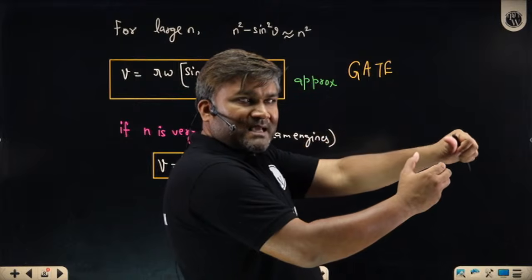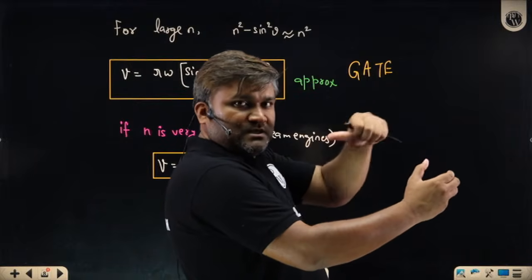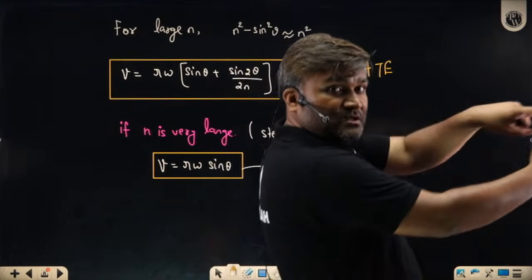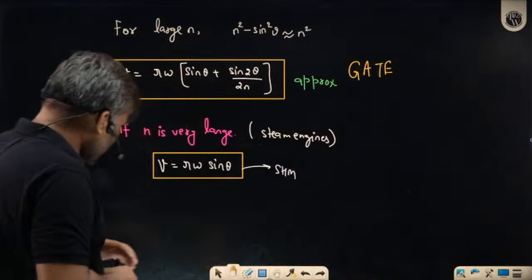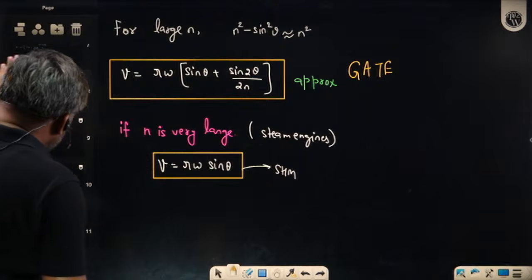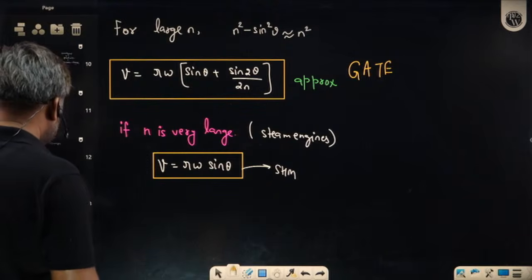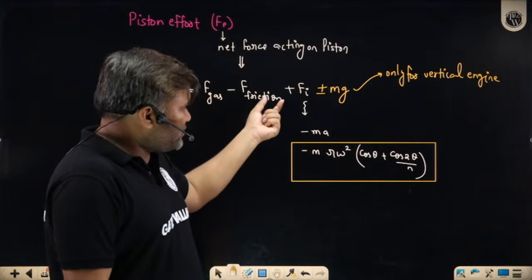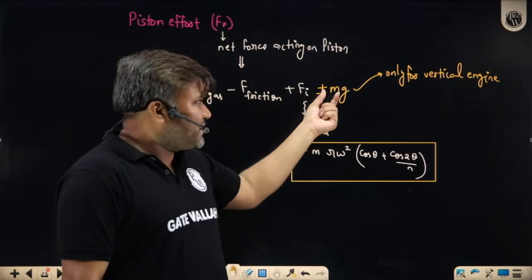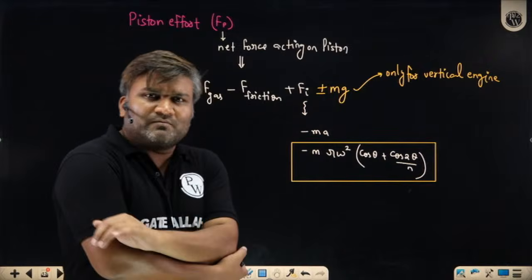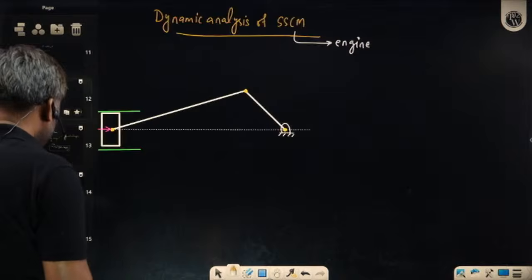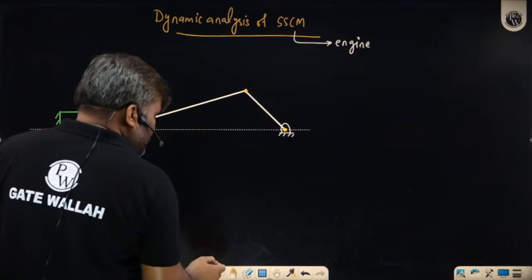Velocity is decreasing means acceleration is opposite in this direction. So inertia force will be in this direction. Inertia force will be pushing the piston ahead. Getting my point? So once you have all these forces, you have calculated gaseous force, friction force, inertia force. In case of vertical engine, mg plus or minus, we have to check. Once we have calculated piston effort, now we can start our analysis.